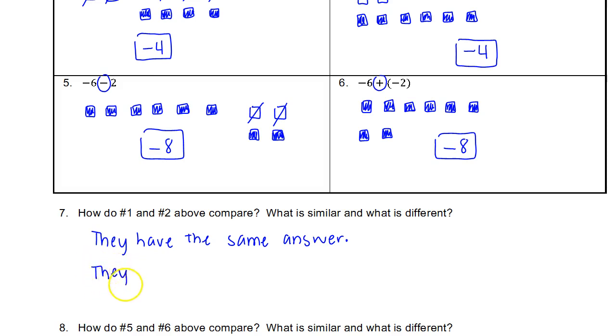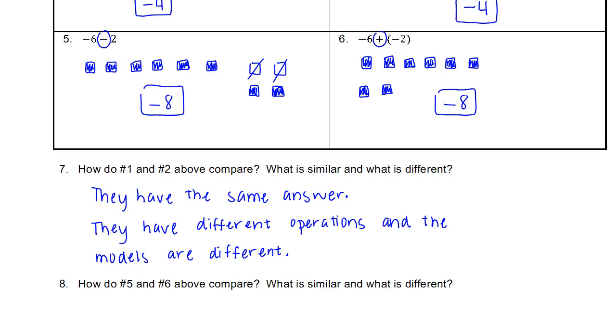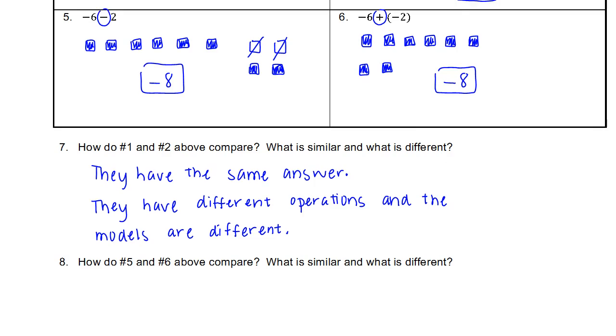They have different operations. So that's referring to the subtraction and the addition. And the models are different. So for subtraction, we are taking chips away, and for addition, we are adding chips on.